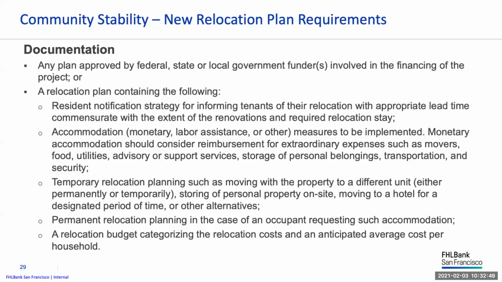Explain permanent relocation planning if an occupant happens to request that, and also make sure to include a relocation budget categorizing the relocation costs and an anticipated average cost per household. If you do not have a plan approved by federal, state, or local government funders, you can write your own plan. Just make sure it meets all of the points in this slide, including the budget.